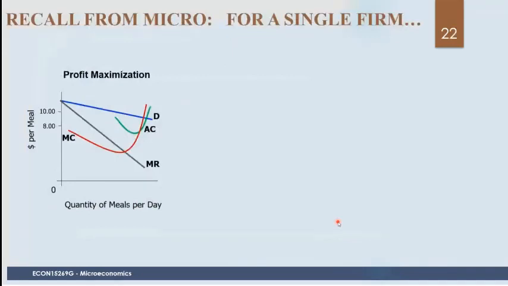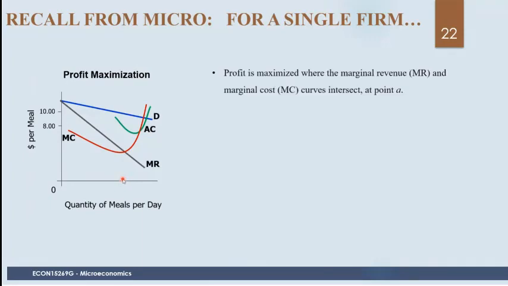And again, just if you remember from micro, a particular firm would determine their quantity by setting their marginal revenue equal to the marginal cost. And so they would produce this amount of output here. Okay, so profit is maximized where MR equals MC at the point A, for example, here, output's 200.